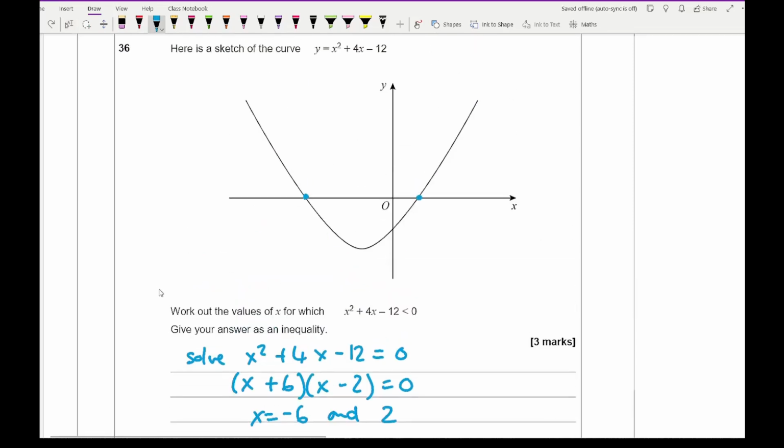So if I just label that on my diagram, this is going to be minus 6, that's going to be 2. The reason why it's that way around is because the smaller number comes more to the left and the bigger number is more to the right. Now with this inequality, I want the values where the curve is less than 0. So I'm wanting this region here. So this is where x is between minus 6 and 2. And it's not going to be equal to because there's no equal to on this inequality. So that there is going to be my final answer for that one.